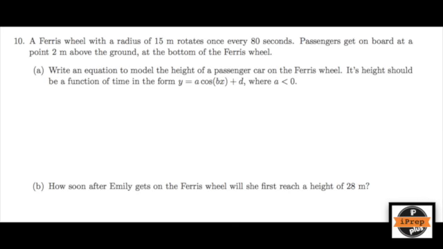A Ferris wheel with a radius of 15 meters rotates once every 80 seconds. Passengers get on board at the point 2 meters above the ground at the bottom of the Ferris wheel. A. Write the equation to model the height of a passenger car on the Ferris wheel. Its height should be a function of time in the form y equals a cosine of bx plus d, where a is less than 0. And B. How soon after Emily gets on the Ferris wheel will she first reach a height of 28 meters?